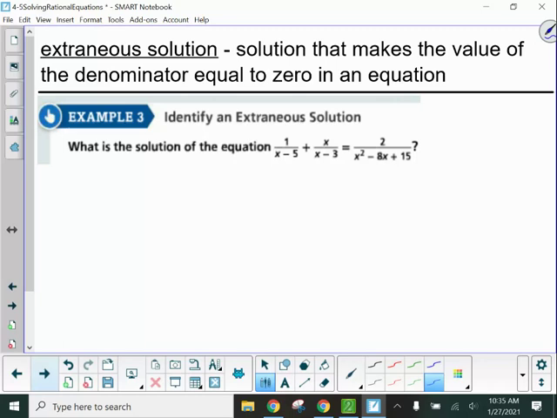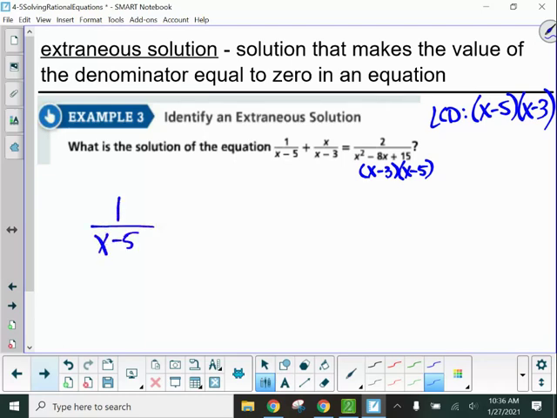So I have an x minus 5 and an x minus 3, and then I have this x squared minus x plus 15. Well, luckily, that factors into x minus 3, x minus 5. So my least common denominator is x minus 3 and x minus 5. So I'm going to multiply every single term by x minus 3 and x minus 5.